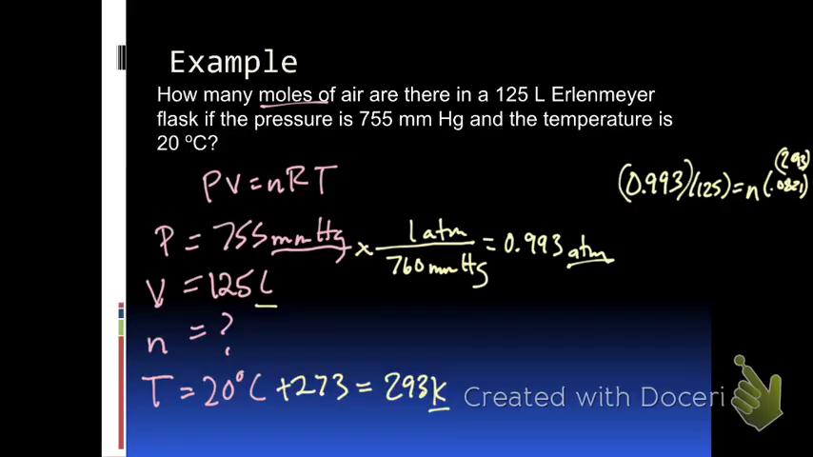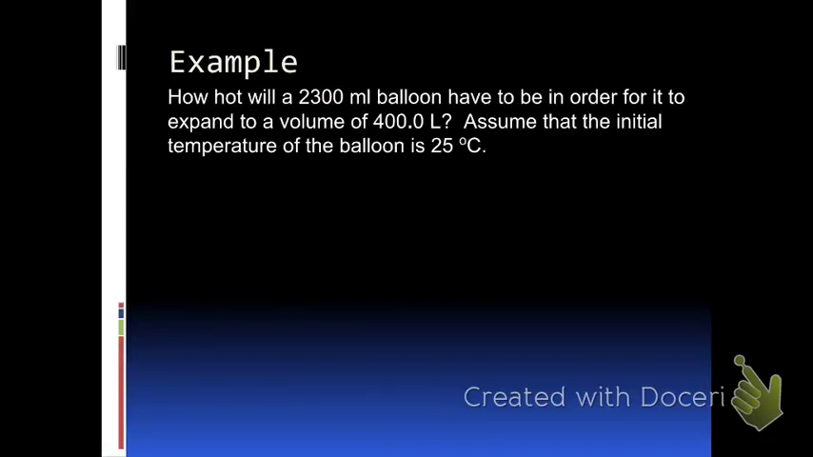Divide by 293. So my moles, I got like 5.16, but since 20 degrees has 1 sig fig, I'm just going to round my answer to 5 moles. So that has 1 sig fig. Okay. Let's try another example.